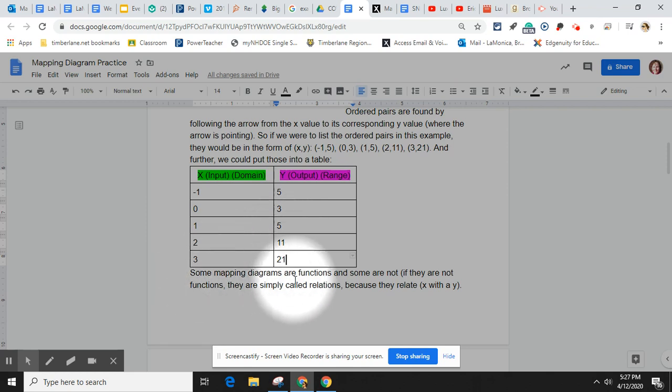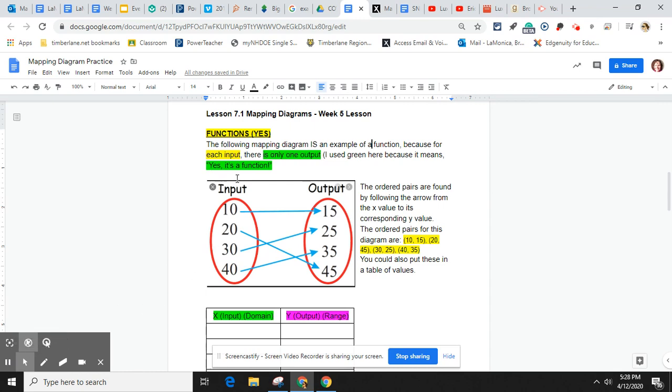Now, some mapping diagrams are functions and some aren't. If they're not functions, they're just called relations because they relate an X with a Y. So you're probably wondering, how do you know when they're a function? Well, that's where I come along. I'm your teacher, so I will tell you.